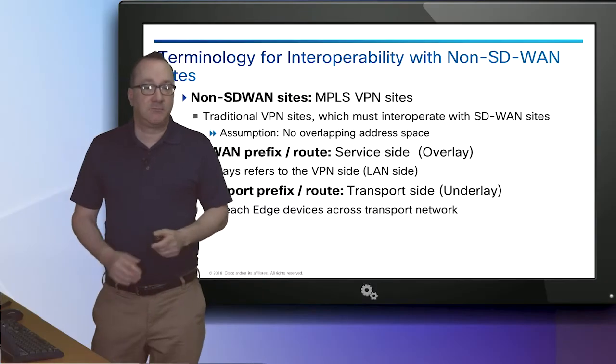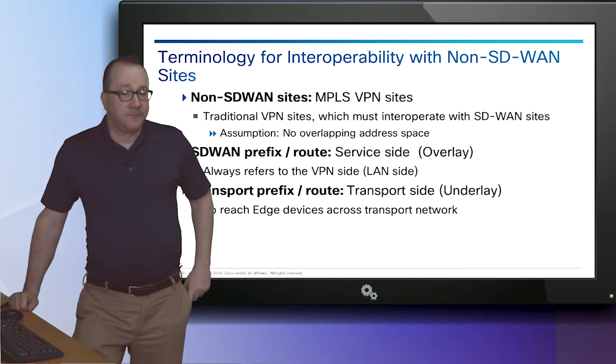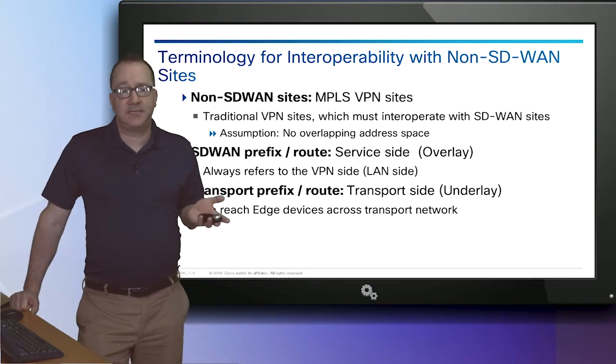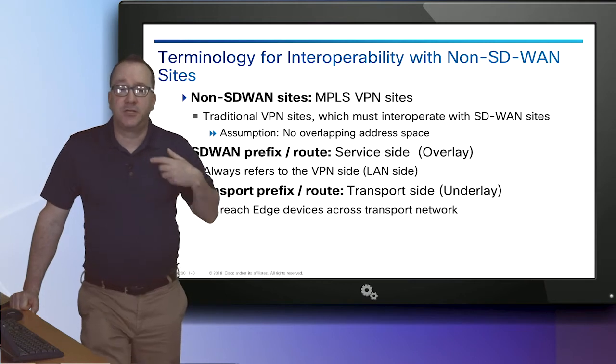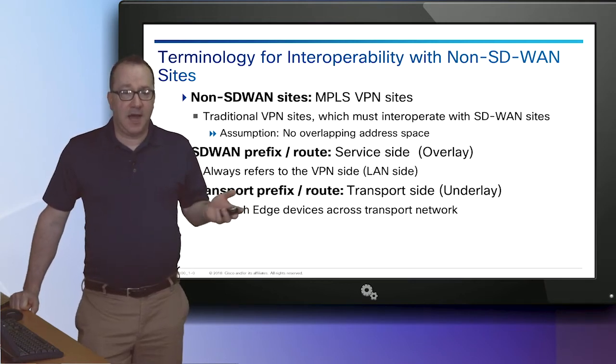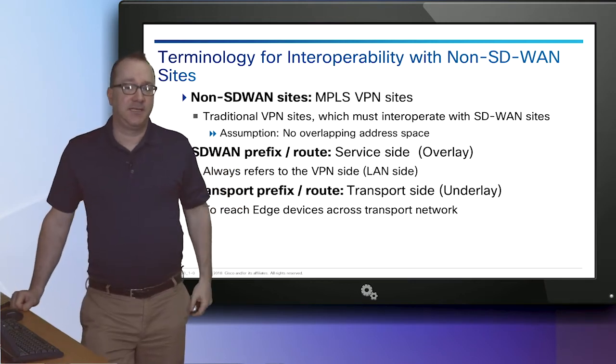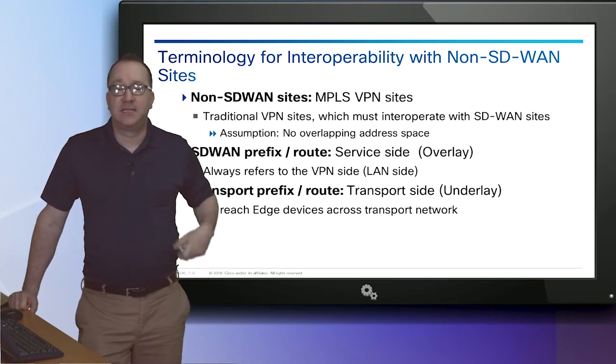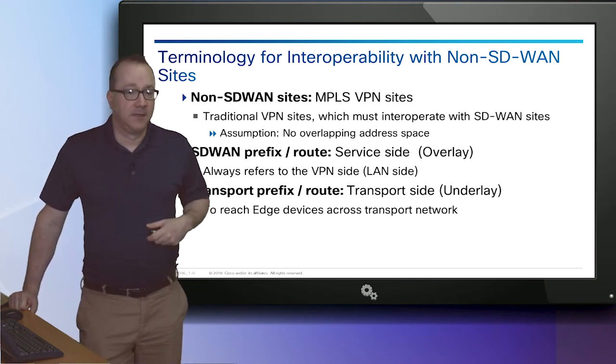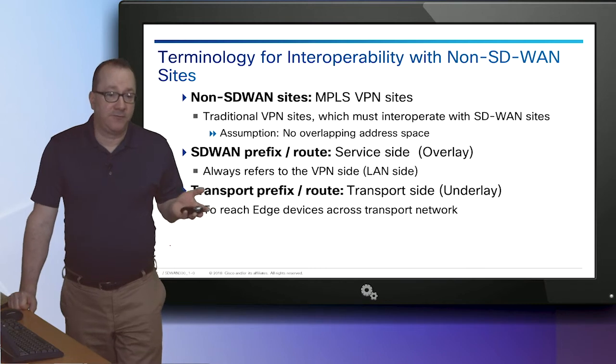So we're going to use some terms that are probably going to be new to you. Non-SD-WAN sites and prefixes refer to those traditional MPLS VPN sites. The main point is we assume that address space in the SD-WAN and non-SD-WAN space is coherent and non-overlapping. We also have SD-WAN prefixes and routes.